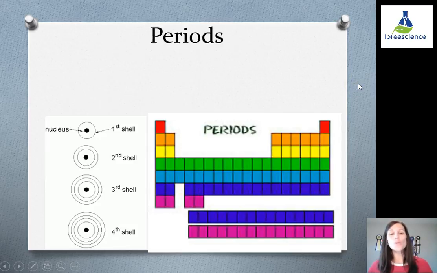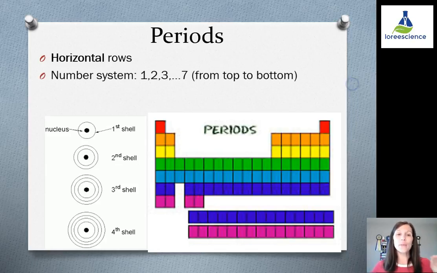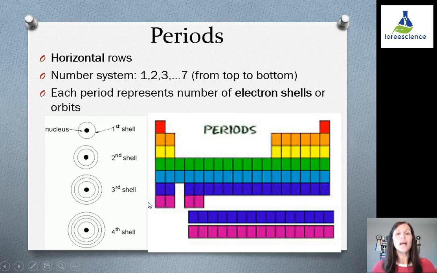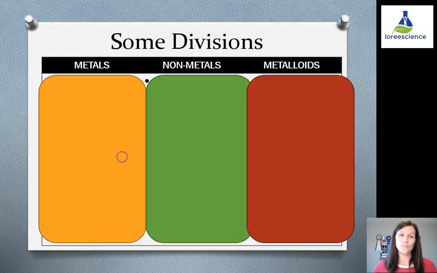Now, periods are the rows across the periodic table. So horizontally looking across, anything in the same row is in the same period. They also use a number system going from 1, 2, 3, all the way down to 7 in the bottom row. And each period represents the electron shells or number of orbits. So if they're in period number 1, there's 1 electron shell. Period 2 has 2 shells, and so forth as you go down the table.